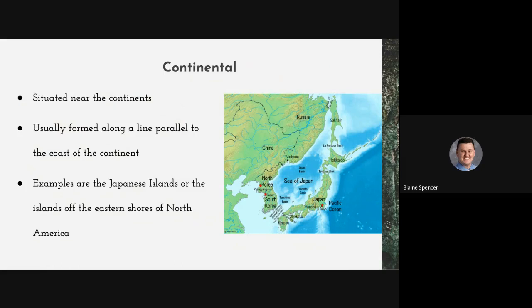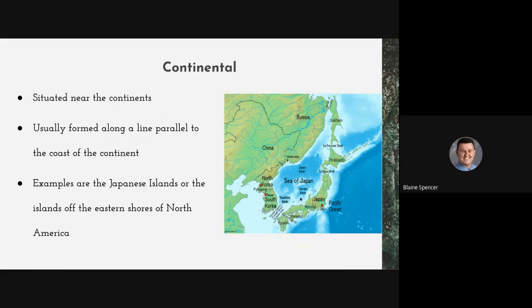All right, so continental. What is a continental island? Well, continental islands are islands that are situated near the continents. They are close in proximity. Usually these continental islands form a parallel to the coast of the continent. This is a great example. Look at Japan right here. These continental islands run parallel to Asia, to the main continent.